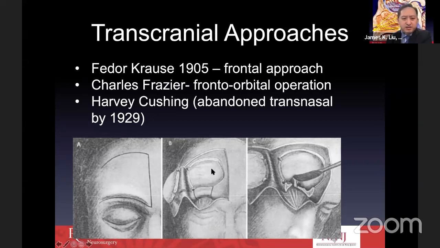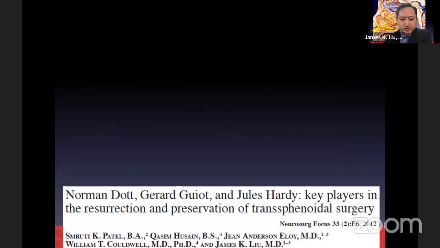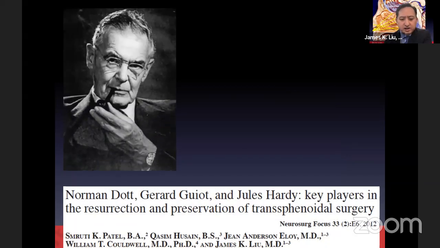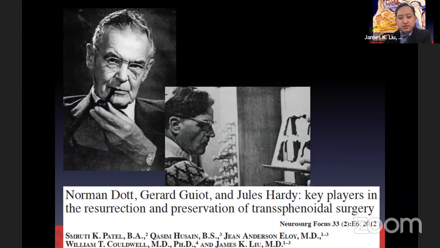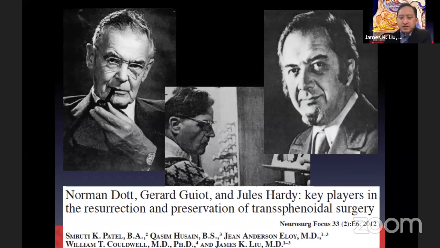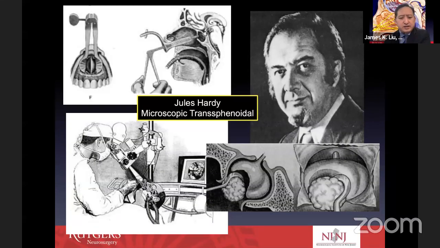Many others, such as Krause and Frazier, were also proponents of this approach. Because of his interest in transcranial approaches, Cushing nearly abandoned transnasal surgery by the 1930s. But it was his pupils, namely Norman Dott from Scotland and Guillot from Paris, who then passed the technique on to Jules Hardy. It was this lineage of trainees that preserved the art of transsphenoidal surgery. Jules Hardy is credited for introducing the microscope as well as the C-arm fluoroscope to help localize the region as he was removing these tumors. He also popularized the idea of selective adenomectomy in Cushing's disease.